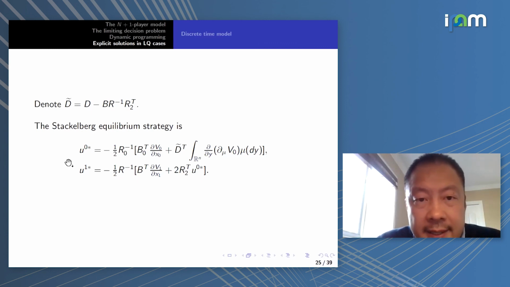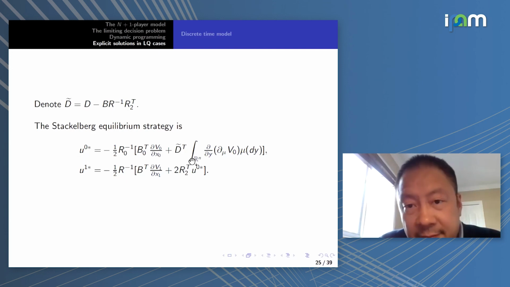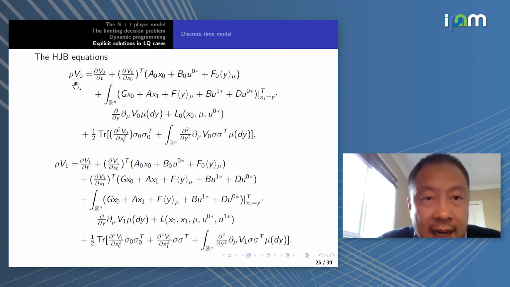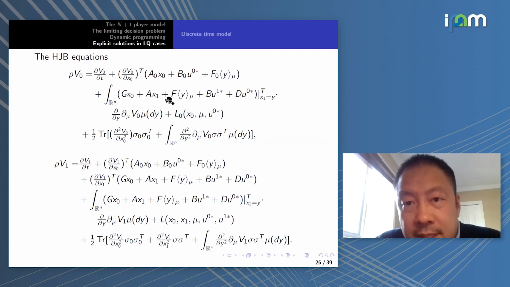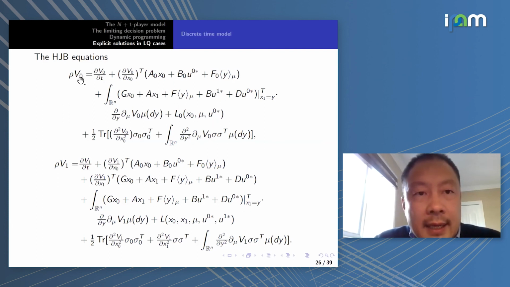Given the linear quadratic model here, we can actually implement the previous optimizer selection. So we get this Stackelberg equilibrium strategy in this form. Here we denote the value functions by V0 and V1, like what we did previously. And then we can further write down the two HJB equations. Notice that on the previous page, we have already selected the two optimizers in terms of the two value functions. So indeed, we just get the equation system purely according to the value functions.